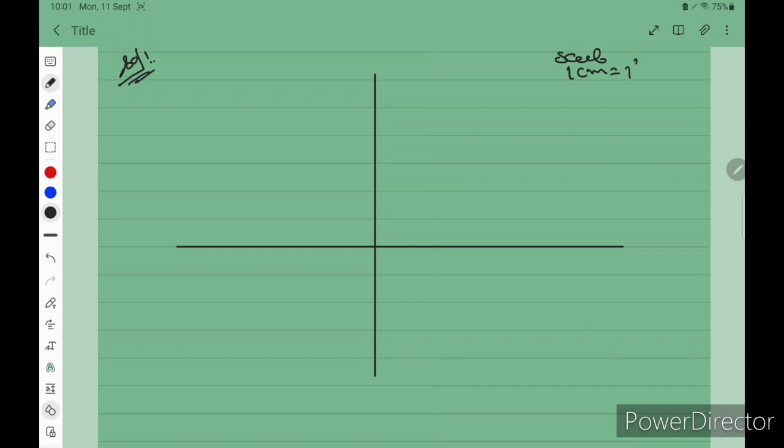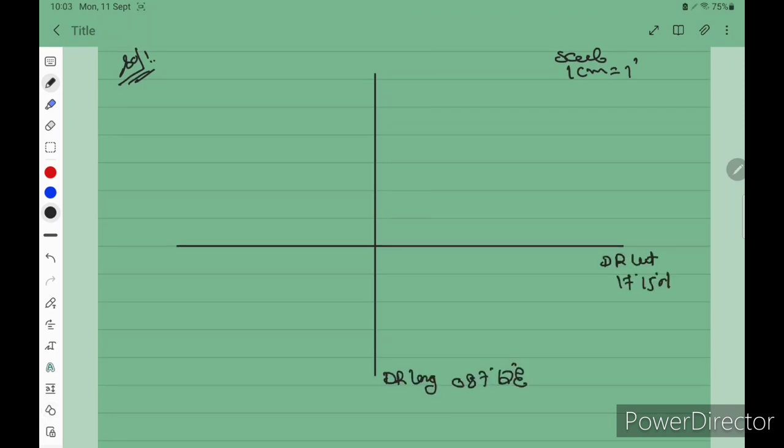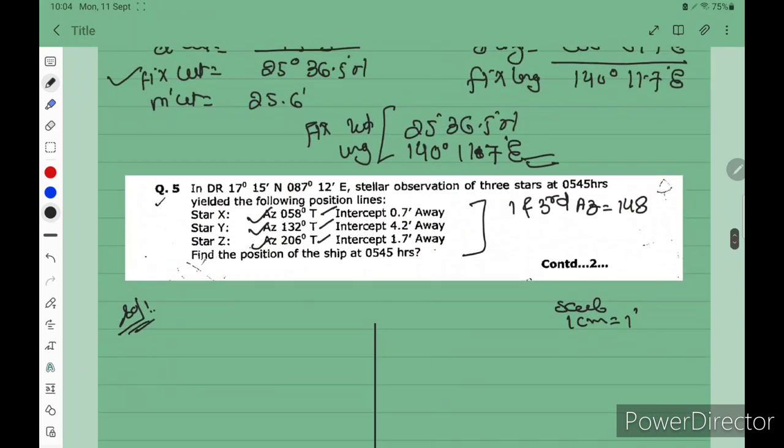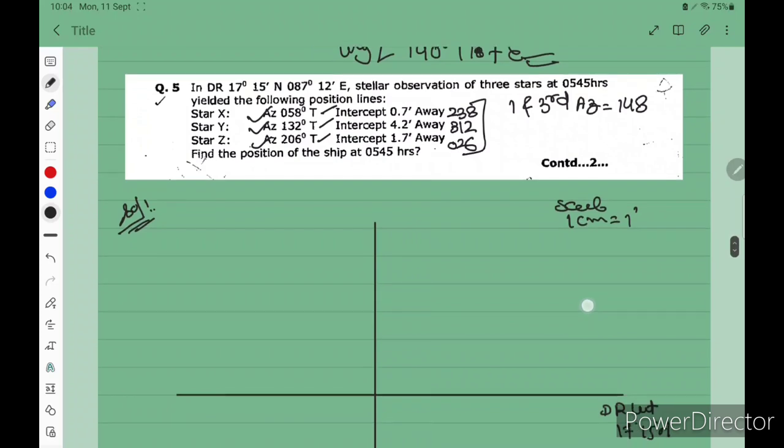Now we have to plot all the three. All these values are given as away, so first we have to take the toward value. That means whatever azimuth is given in the question, we have to add 180 degrees. Like the first, 058 plus 180 is 238, and 132 plus 180 is 312, and 206 plus 180 is 386. It is more than 360 degrees, so minus 360 and we get 026. So 238, 312 and 026. This is our azimuth.